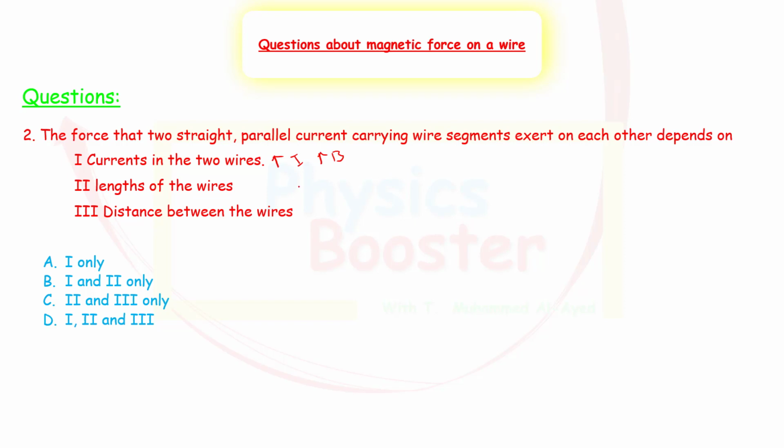Second of all, length of the wire. It's clear that if I have two short wires and I have two long wires, the force between the short wires is going to be a small force, but the force between the long wires is going to be a large force. So that's clear too. And finally, the distance between the wires. It's clear that if the wires are close to each other, the force will be strong, but if the wires are far away from each other, the force will be weak. So the answer is 1, 2, and 3. The answer is D. Now, I hope this makes this topic a little bit more clear.